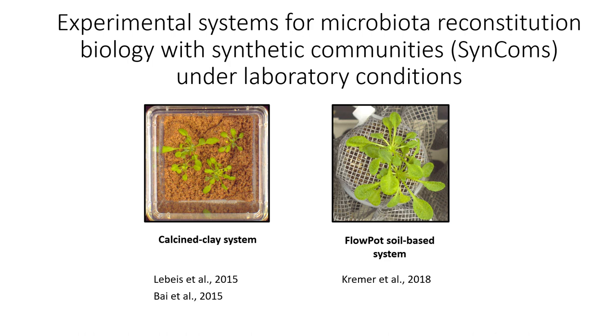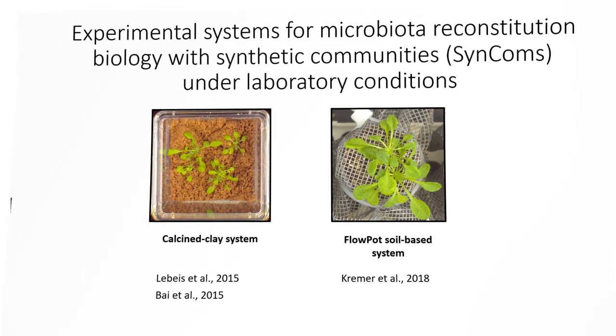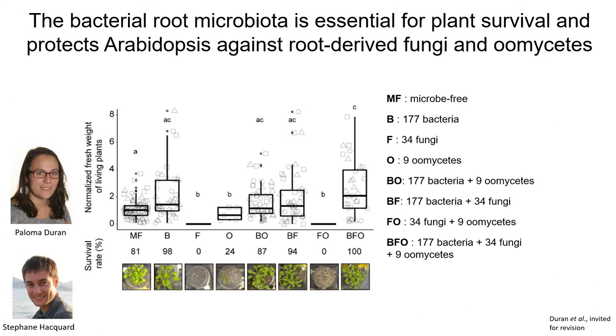And so now comes, I think, perhaps the most important slide of this entire presentation, so I need to guide you slowly through this. The first column, these are microbe-free Arabidopsis plants, and we measure fresh weight and the survival rate. You can see a very high survival rate. Arabidopsis grows nicely under microbe-free conditions. There's no problem. Now, if you add the bacterial root-derived microbiota, a highly complex synthetic community of 177 bacteria, the survival rate increases to almost 100%, and there's also at least a trend, although statistically not significant, of an increase of shoot biomass.